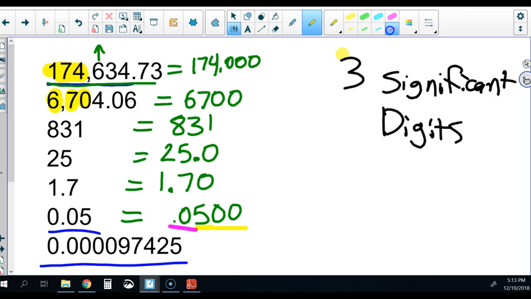Last one, teeny tiny number, 0.000097425. So, 0.0000, those are all insignificant. They don't show how accurate my measurement is. They just show how tiny the item is that I'm measuring. My significant digits are 974. So 974. That would be your answer.